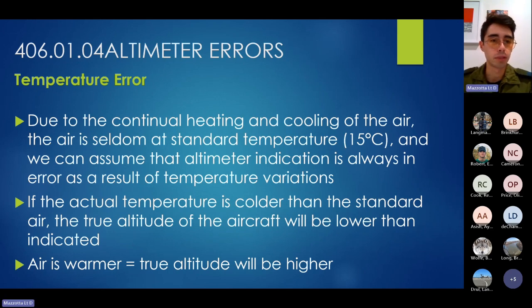Temperature error. The altimeter is calibrated to the true altitude in the standard atmosphere, so you can always assume there's going to be an error as a result of temperature. That's just because it's measured to that standard 15 degrees Celsius. So if the air temperature is colder than the standard air, the true altitude of the aircraft will be lower than what's indicated. So colder air, higher pressure, you're going to get a lower reading. And if the air is warmer, your altitude will be higher. So potentially warmer air, lower pressure, higher reading.